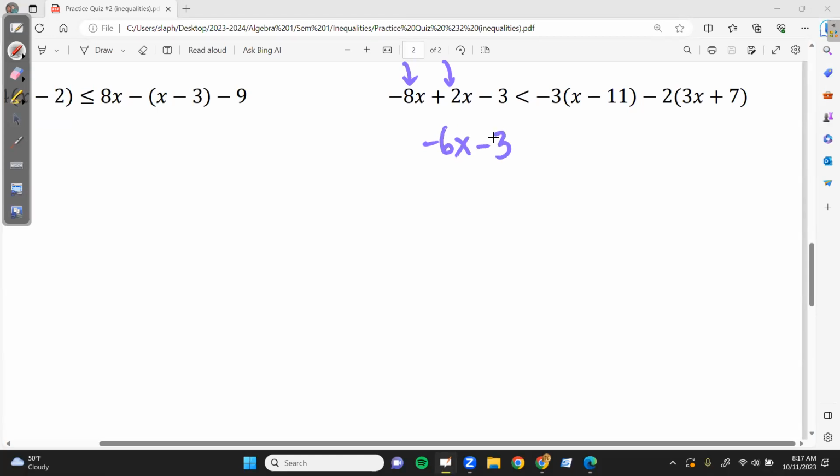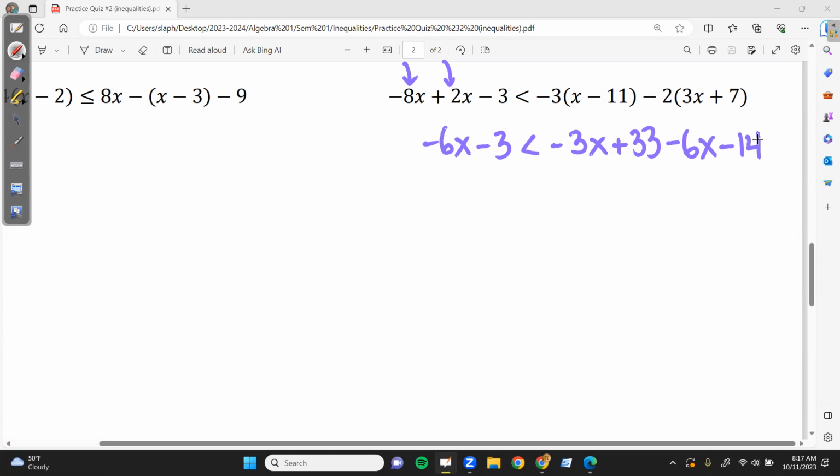Remember, we only think opposite when we're moving something across the problem. Now, on the right-hand side, it's not going to go quite as quickly. I need to distribute, and then I'll combine terms. So my first distribution is the negative 3, and that should be negative 3x and plus 33. Good. My second distribution is by a negative 2. That's going to give me minus 6x and minus 14. That's a danger spot right there. That's where people sometimes fall off.